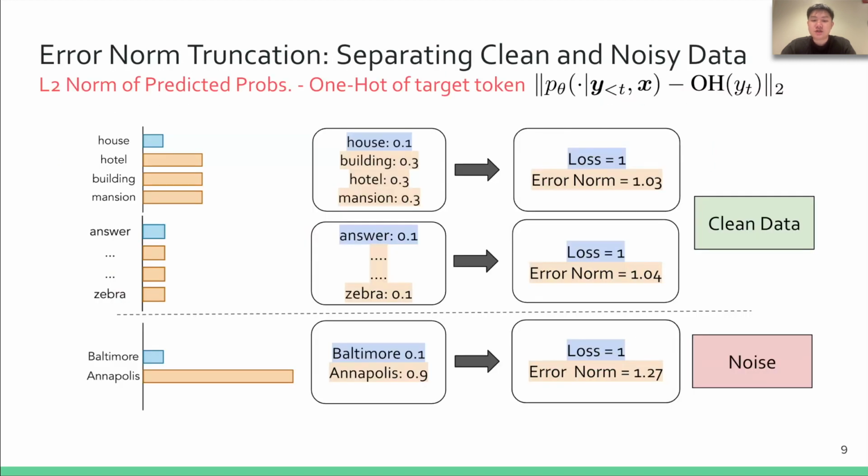What we propose is to use the error norm. It is very simple: the difference between the predicted probability distribution and the one-hot target distribution, and we take the L2 norm of this difference vector. We see that although all three cases had the same loss, the error norm of the third example is much larger and distinguishes between clean and noisy tokens.